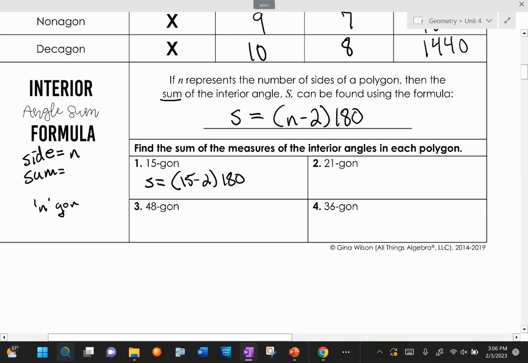This is the time that I will let you go grab a calculator. And I see that the calculators keep walking away. 2,300. I can give some more if I need to.